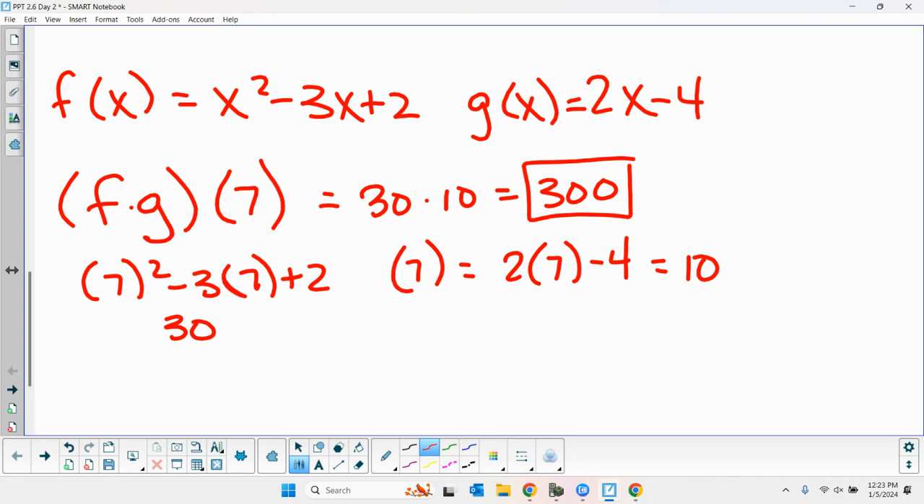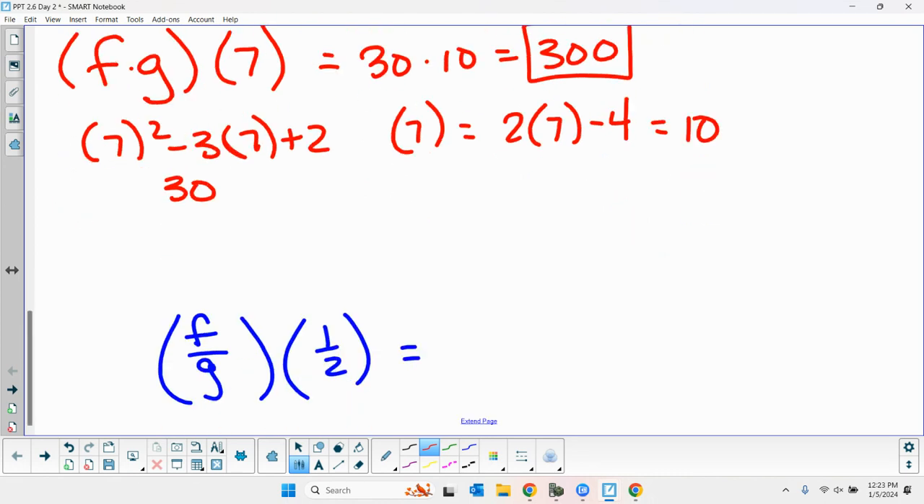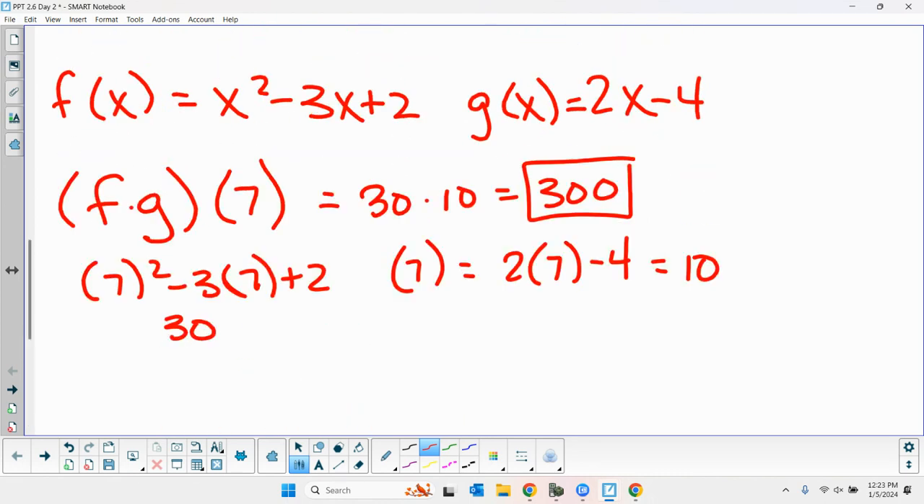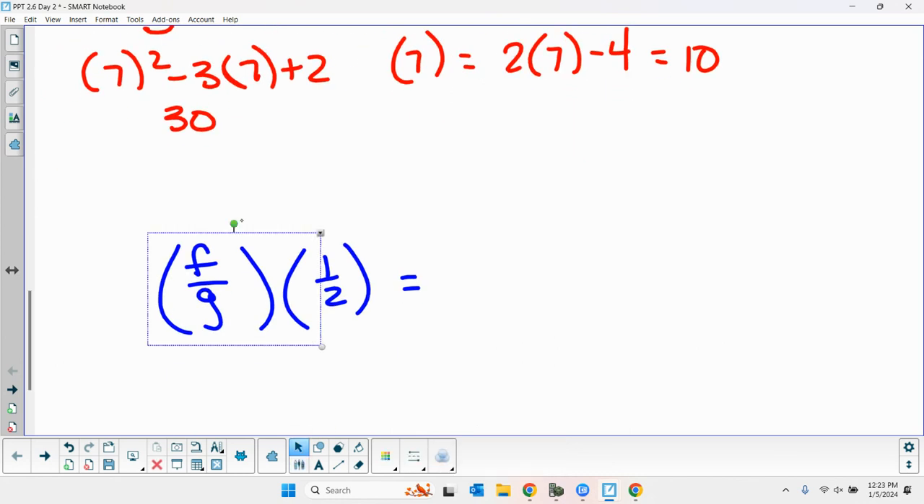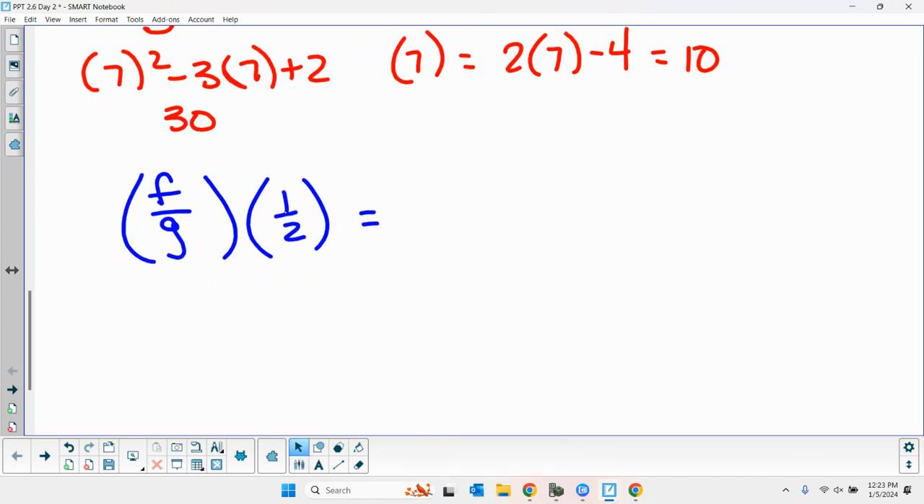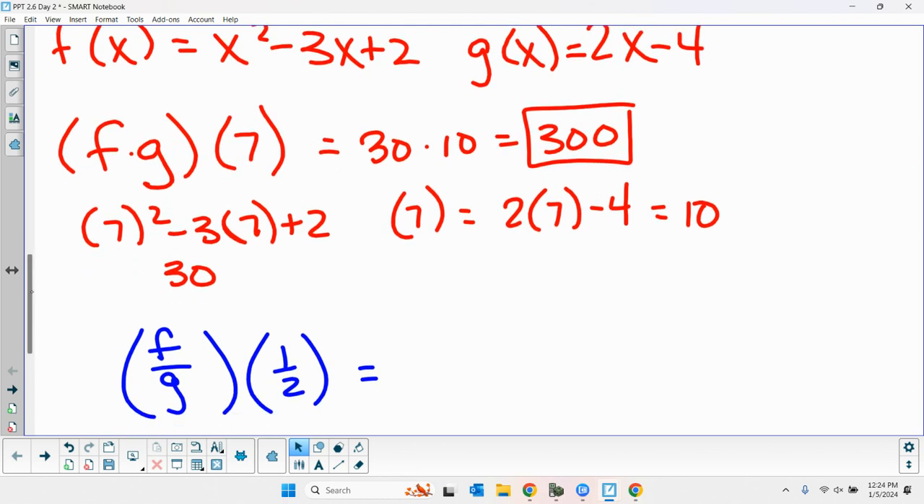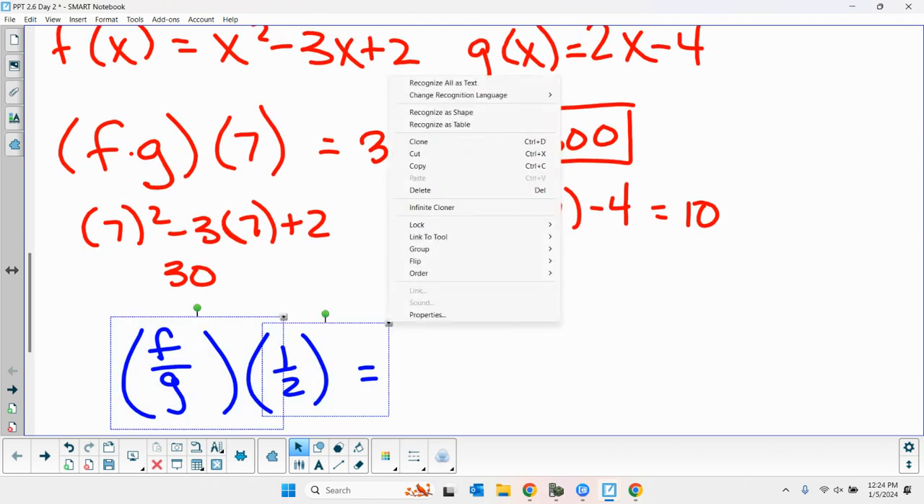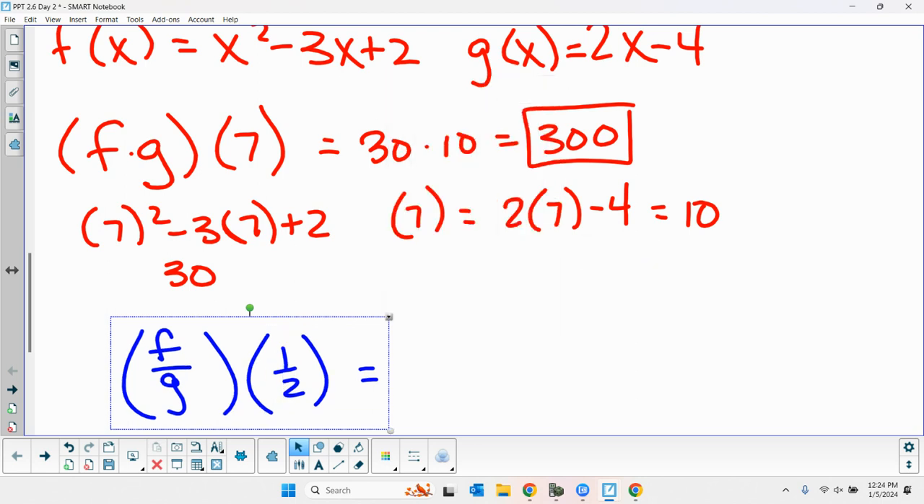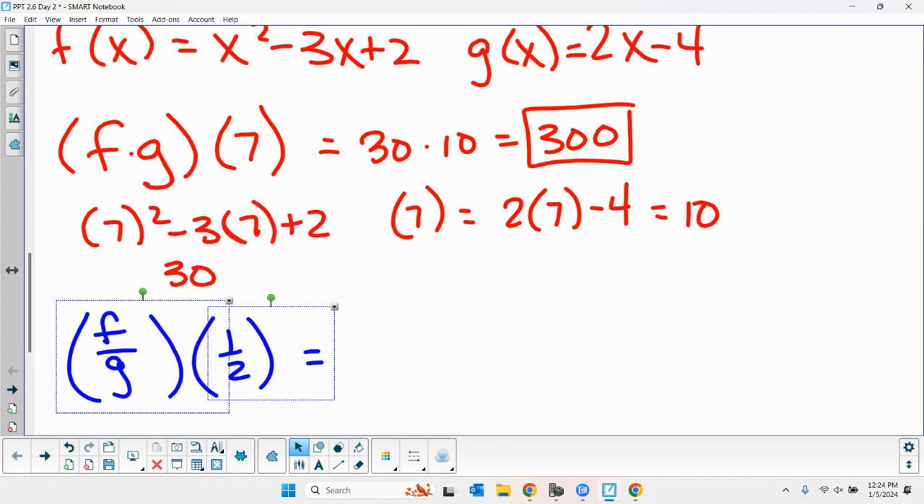All right, one more. Then we can be done. It's the same two functions. I didn't change that part. So f divided by g of 1/2. So I would do this procedure the same way we just did the last one. Plug in the 1/2 first, and then divide your two answers.